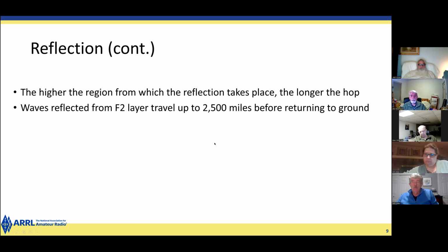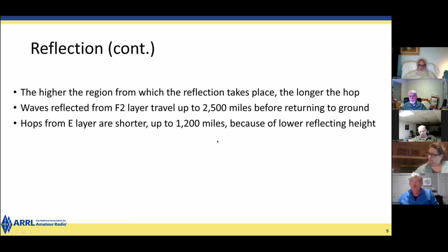So from the F2 layer during the day, a single hop can go up to 2,500 miles. That's a practical maximum. From the E layer, hops can go up to about 1,200 miles because they're closer to Earth.